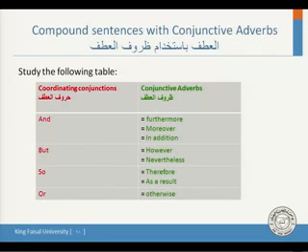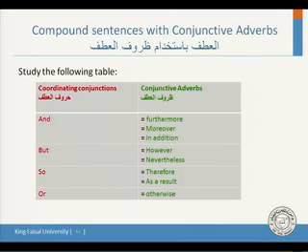Or means otherwise. So again, if you look at the table, in the first column we have the coordinating conjunctions that we studied in this lecture and in the previous lecture. And in the second column we have conjunctive adverbs. And you see, they have the same meaning. And means furthermore, moreover, in addition, etc. But you have to be careful about punctuation.